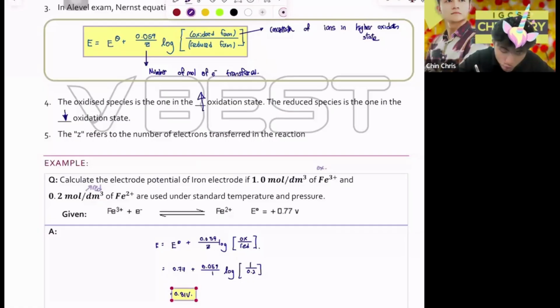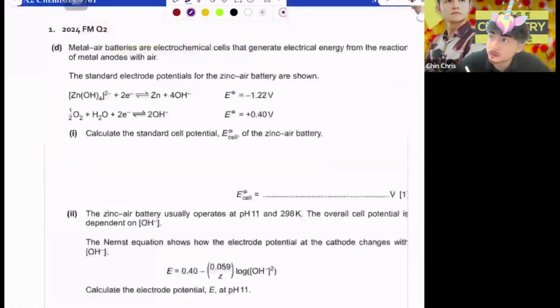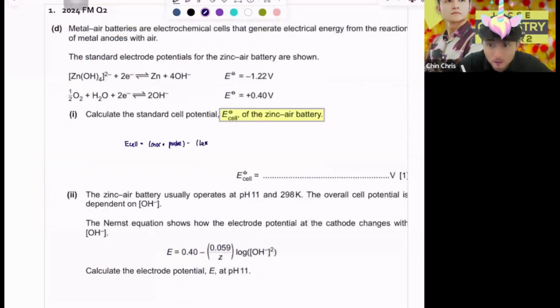So I don't even need to care which one will undergo oxidation. My formula is always more positive minus less positive. Don't go and flip sign. You don't flip sign when you apply the husband and wife. If you flip sign again, you are not getting your answer. So your answer is positive 1.62 volt. Am I right? You guys get 1 mark? Can?